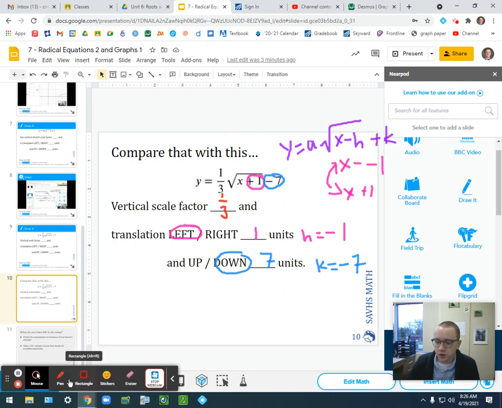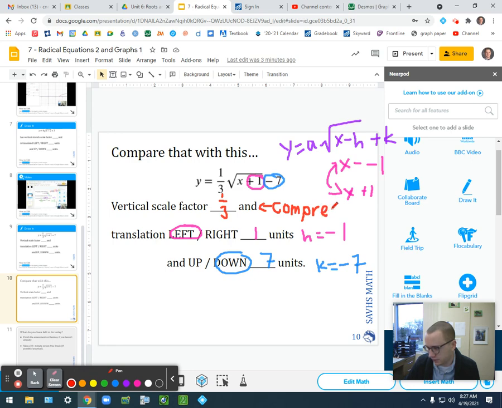Okay. So really quick, we should probably say really quickly that this scale factor means it's a compression. Compression. Sorry about my writing with my mouse. Okay, so that's a compression, and that means that it's getting compressed down. So it's shrinking vertically.